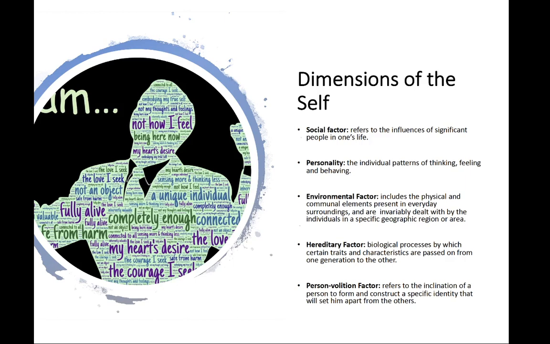Now, the second dimension of the self is personality, which is the individual's patterns of thinking, feeling, and behaving. It is said that no two people would have an identical personality, and that every individual is unique. One may share commonalities with other people, but will still possess an identity that sets him or her apart.